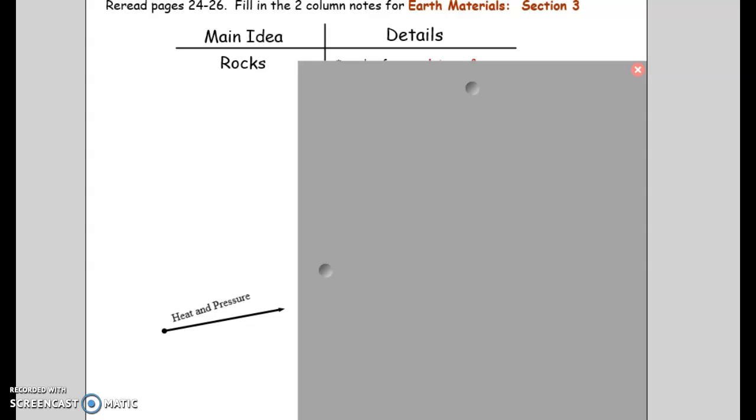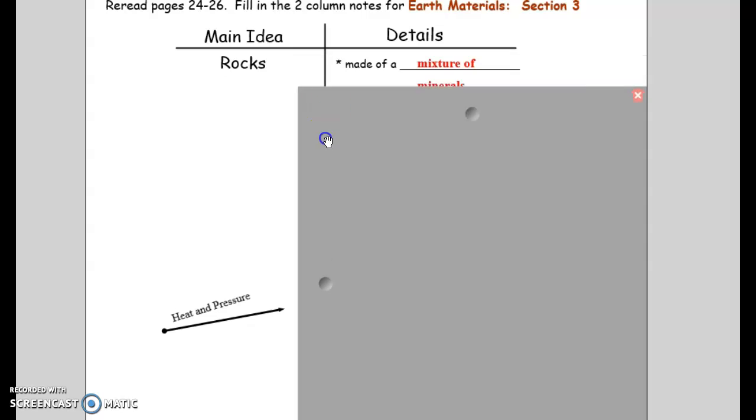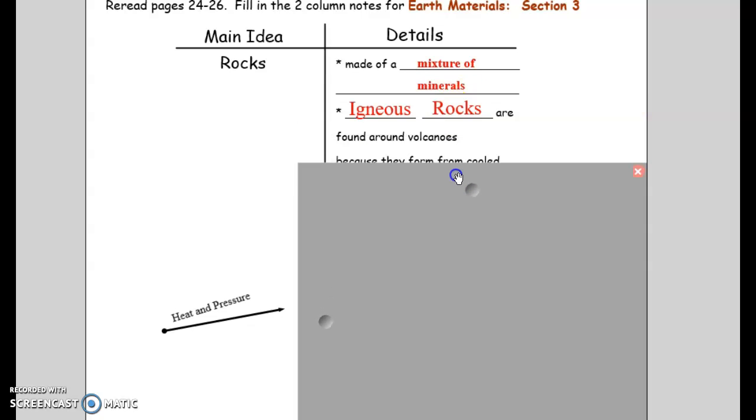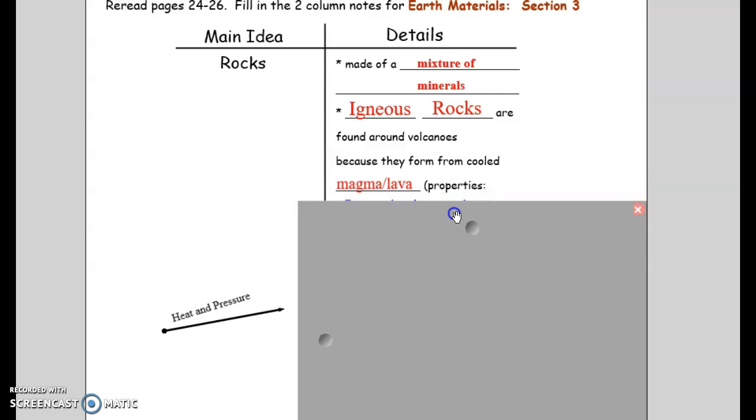So the first 3 pages we read were about rocks, the types of rocks, and how they are made. So the main idea was rocks for pages 24 to 26. We know that rocks are made of a mixture of minerals. I've told you that a bunch of times. Minerals are not rocks, but rocks are made of minerals. And igneous rocks in particular are found around volcanoes because they form from cooled magma or lava.